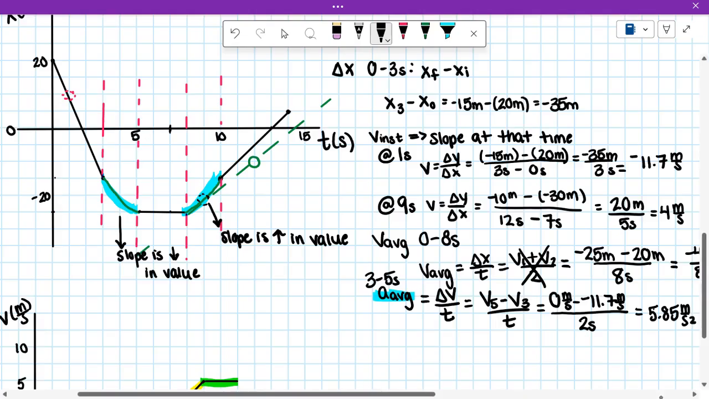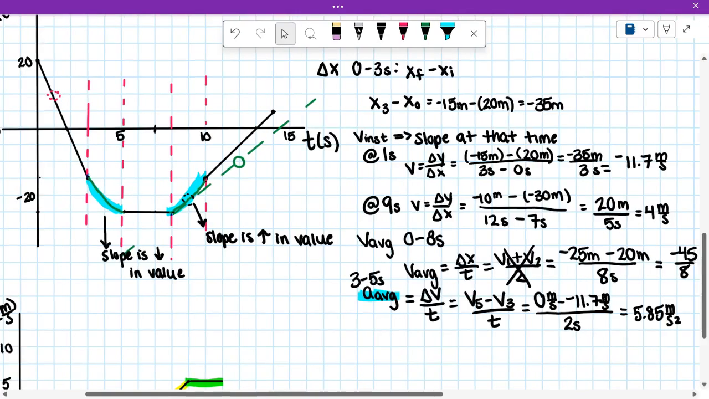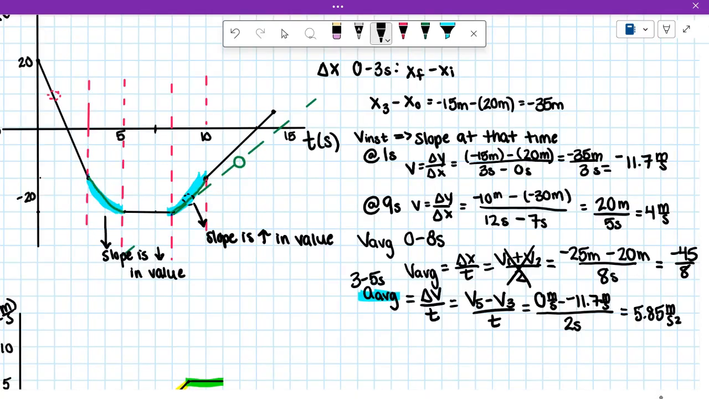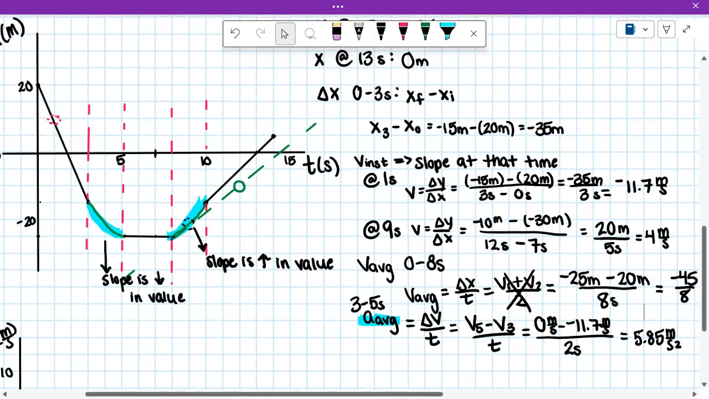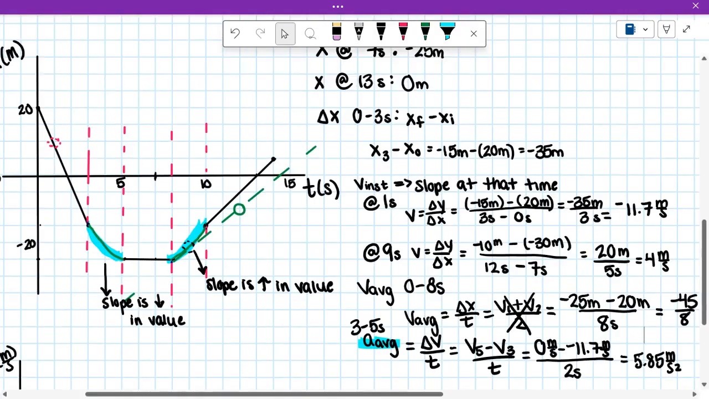I could do the same thing from 8 to 10 seconds and find the average acceleration there. So average acceleration is change in velocity over time. The velocity at 5 seconds minus the velocity at 3 seconds. At 5 seconds, my slope is 0, so my velocity is 0. At 3 seconds, my slope is negative 11.7, so that's what my velocity is, and we divide by the time frame of 2. So that's pretty much the information we can get from position versus time.